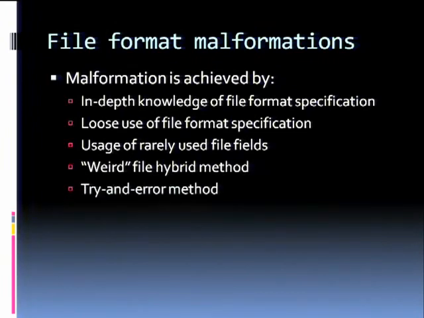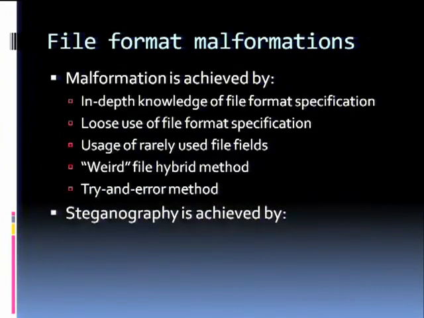And of course, there's the trial and error method. You can just try to change some bytes and see how that works or doesn't. Now, steganography is achieved by all of the above, and you can also inject more data into the archive.